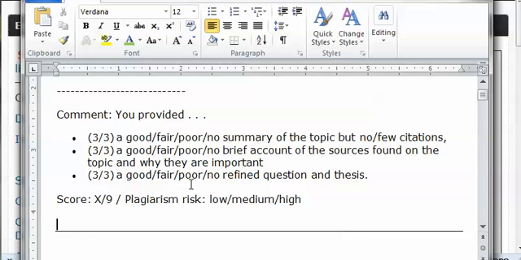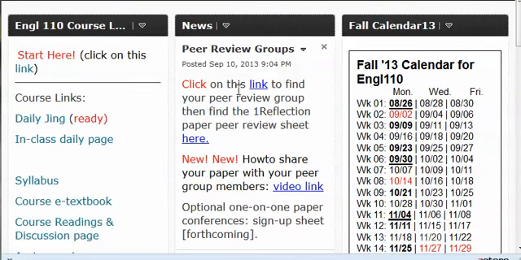later on today or tomorrow, and I'll post that into D2L here in the news page, and I'll accompany it with a little Jing to explain what this person has done in his paper, and what you need to do in the papers, not only to revise this first paper that you've written, but to go ahead and write the next 2 papers using the criteria that I'm asking you for.